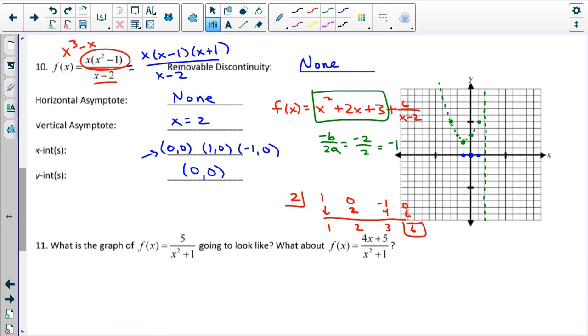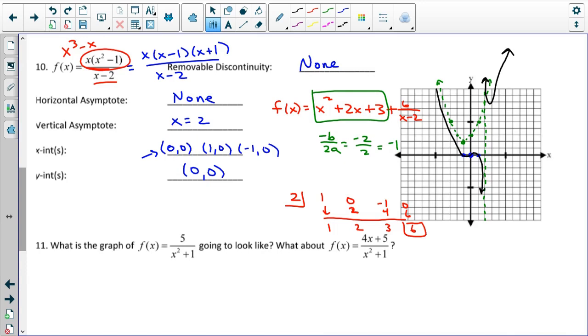So this parabola is basically what I'm modeling my curve after until I get close to this vertical asymptote. As I get close to this vertical asymptote, things start to happen. It does a little dance around here, goes down, and then it will start to come back up over there.